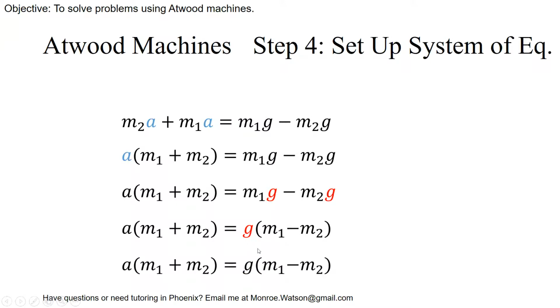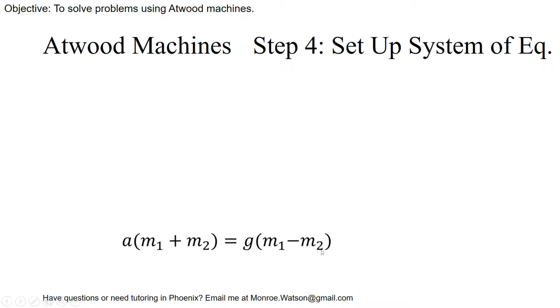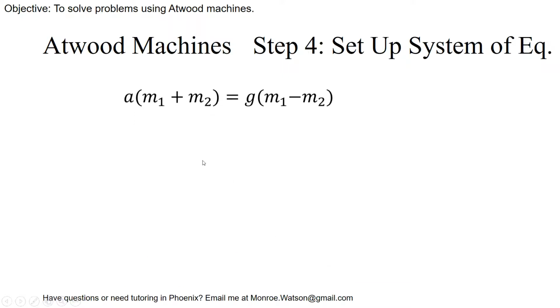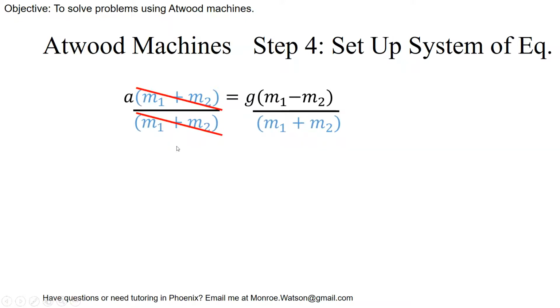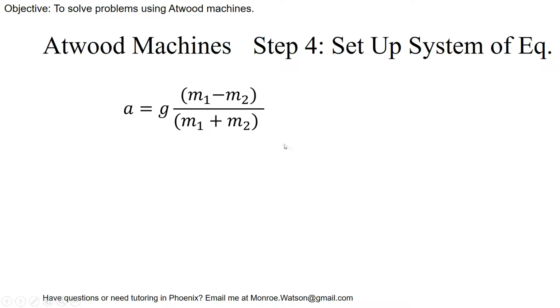Okay. And so finally, let's move this back up. I'm going to notice here that I want to get rid of this term and isolate acceleration. So I've got this term here in parentheses. I'm going to divide it from both sides. It cancels on this side, and I end up with the answer here. So now what I've done is I've calculated the acceleration in terms of g, mass 1, and mass 2.